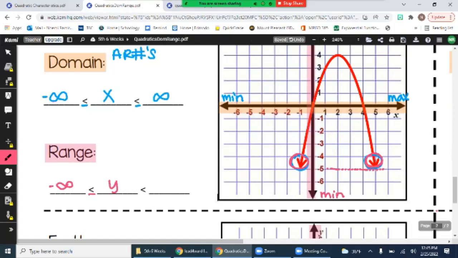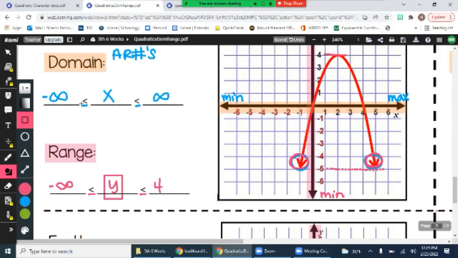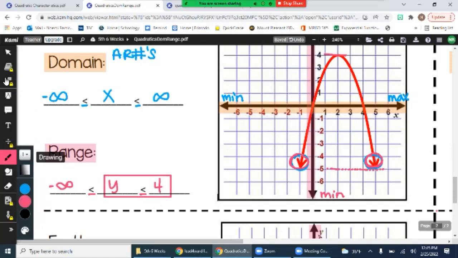Maximum goes on the right side. So now we're thinking about how high does my parabola go? Melissa? 4. No gap? So underline it, 4. Do we have to flip this answer? No, this one stays the same, okay?